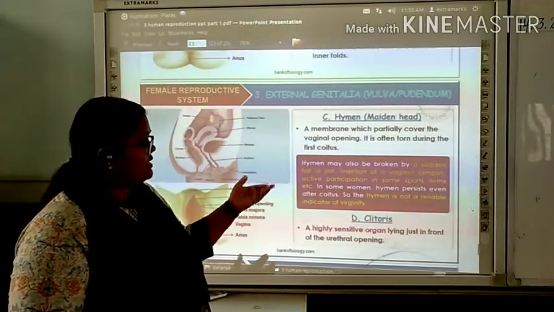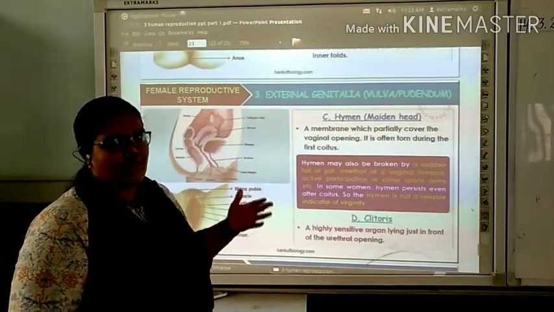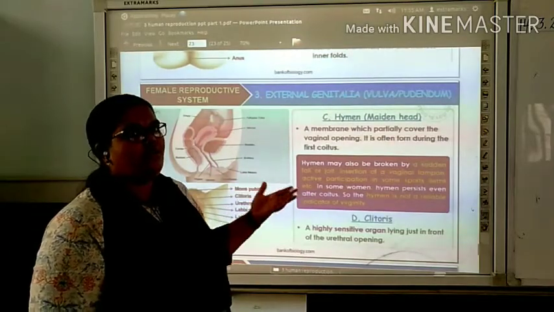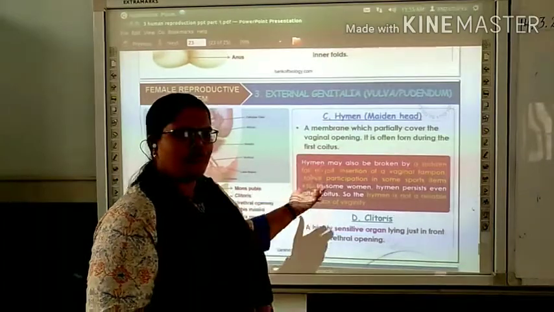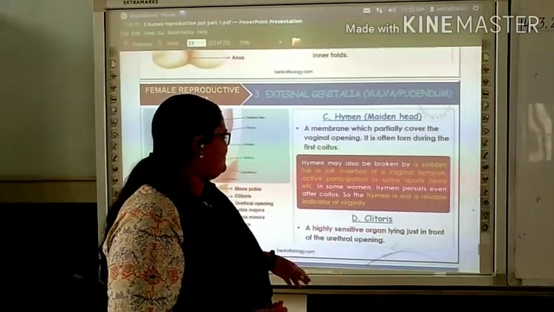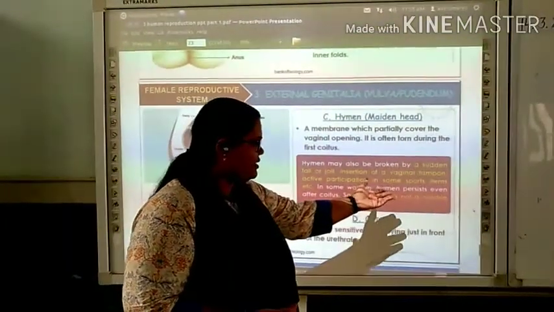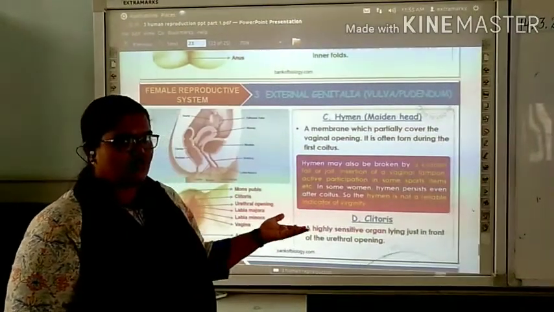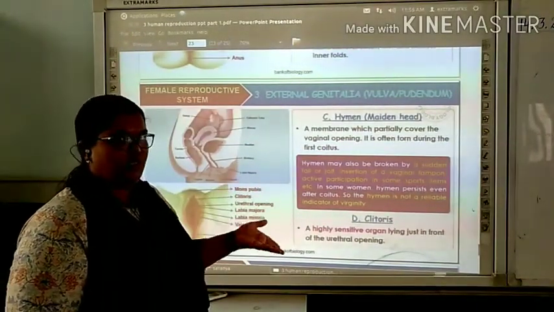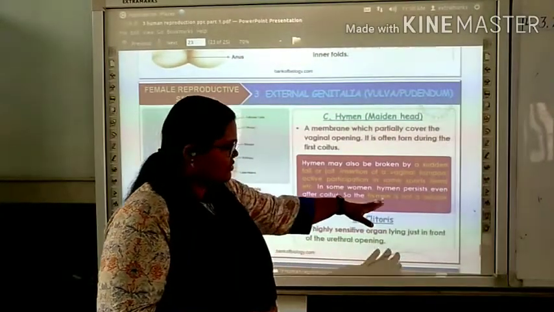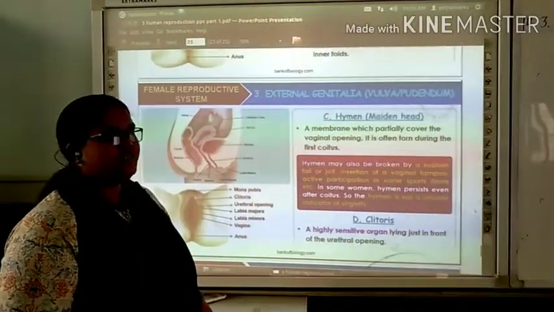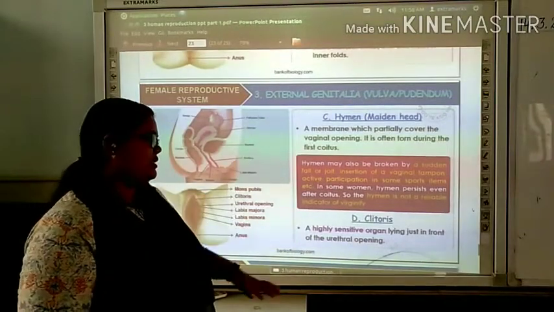In olden days it was considered that the presence of the hymen is a sign, and only then the woman is considered a virgin. So that's actually a false concept. It can be torn open by any of these methods, right? In some women the hymen persists even after coitus also. That's also a possibility. After sexual intercourse also it may be present, right? So the hymen is not a reliable indicator of virginity. That's a false thing, right?